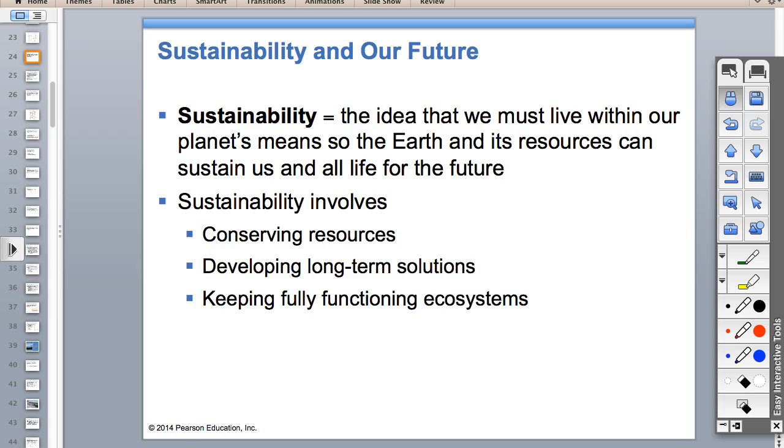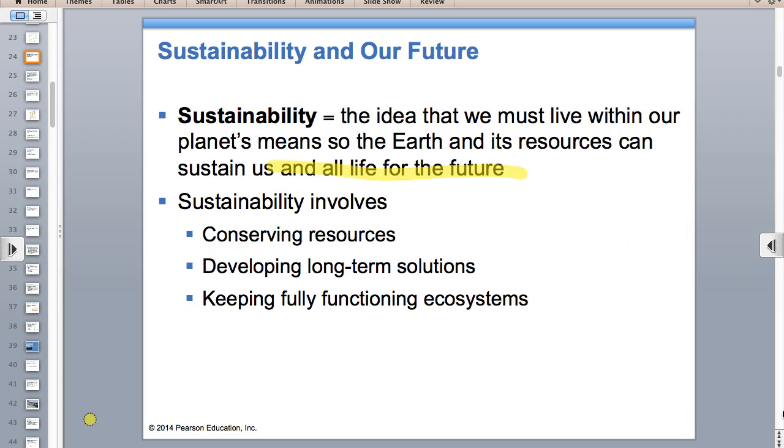So moving on, sustainability. People don't know what sustainability means, actually, like the definition, and so they'll just be like, we need to live more sustainably, but they don't know the definition of sustainability. And so this is something you have to know to be able to apply. The definition of sustainability is that your children and their children and their children can live the same way you're living, and we won't run out of stuff. You can see how that's not really happening, right? So anyway, the idea that we must live within our planet's means, that the Earth and its resources can sustain us for life in the future.